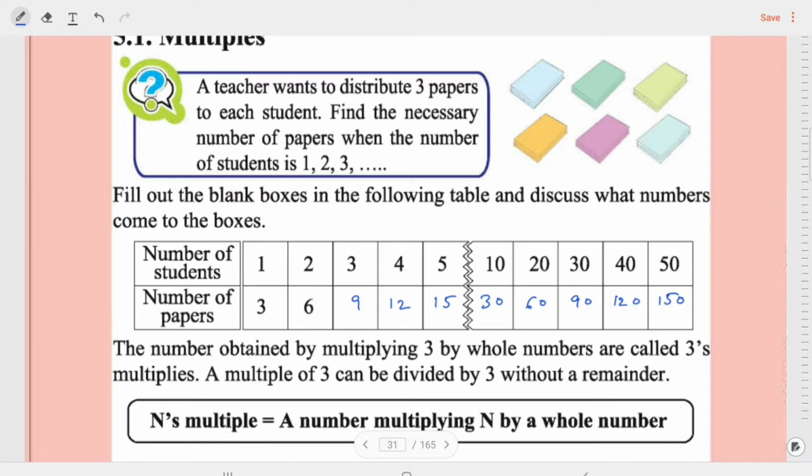So what is n's multiple then? A number obtained by multiplying n by a whole number. That is the definition of multiple.